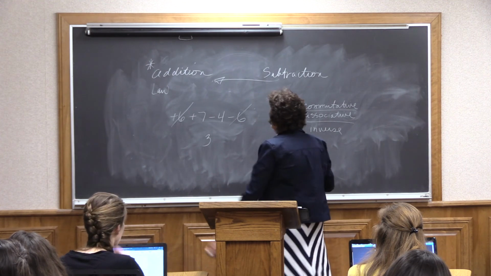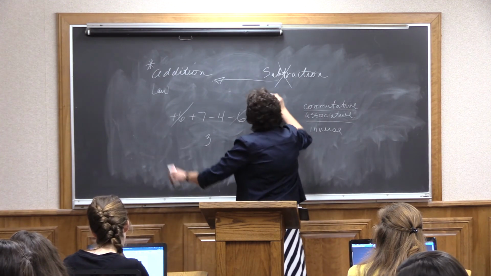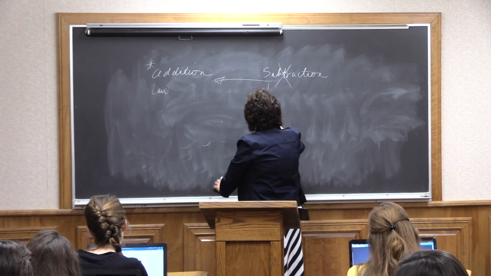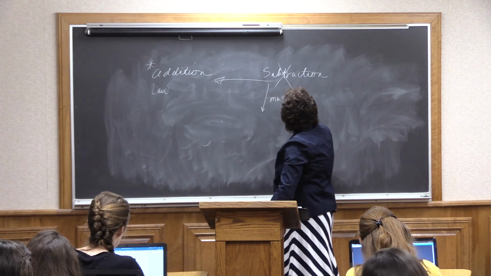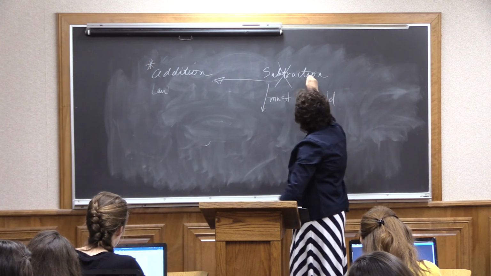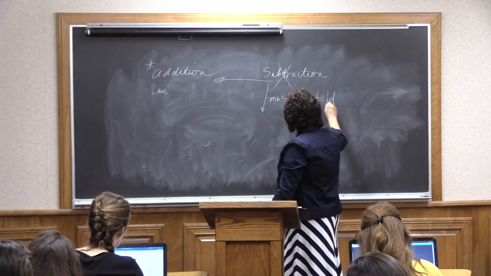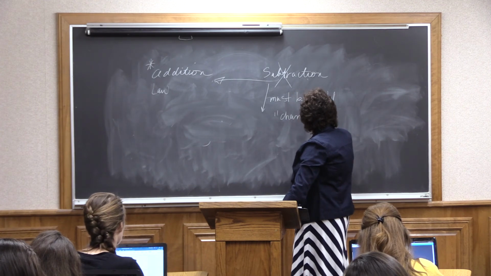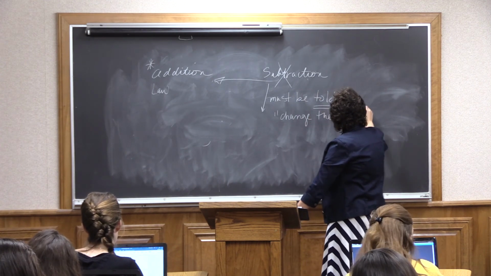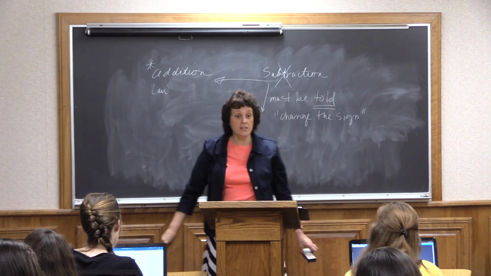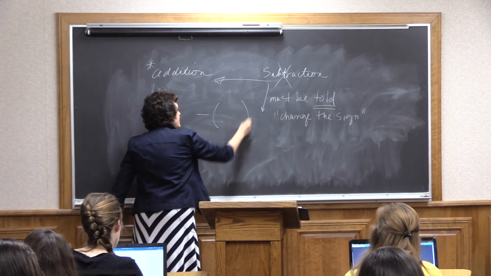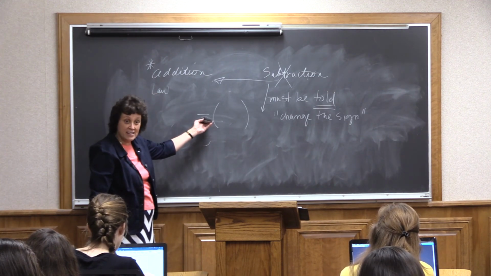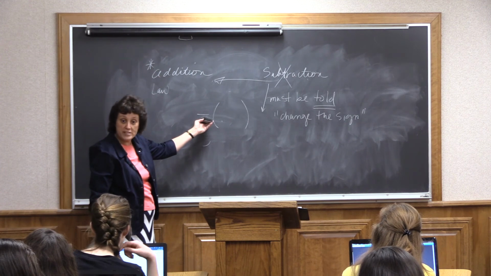Then to transition to subtraction, we don't subtract unless it is specifically indicated. I must be told to subtract, which means I must be told to change the sign. How am I told to change the sign in algebra? I am told by this combination of symbols. So unless I am told to change the sign, I don't. I always add.